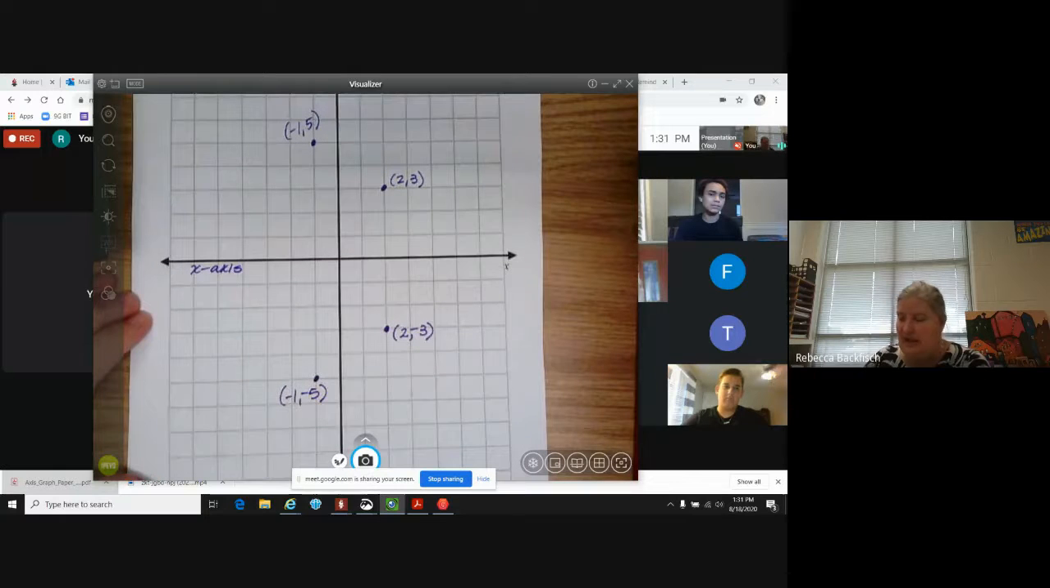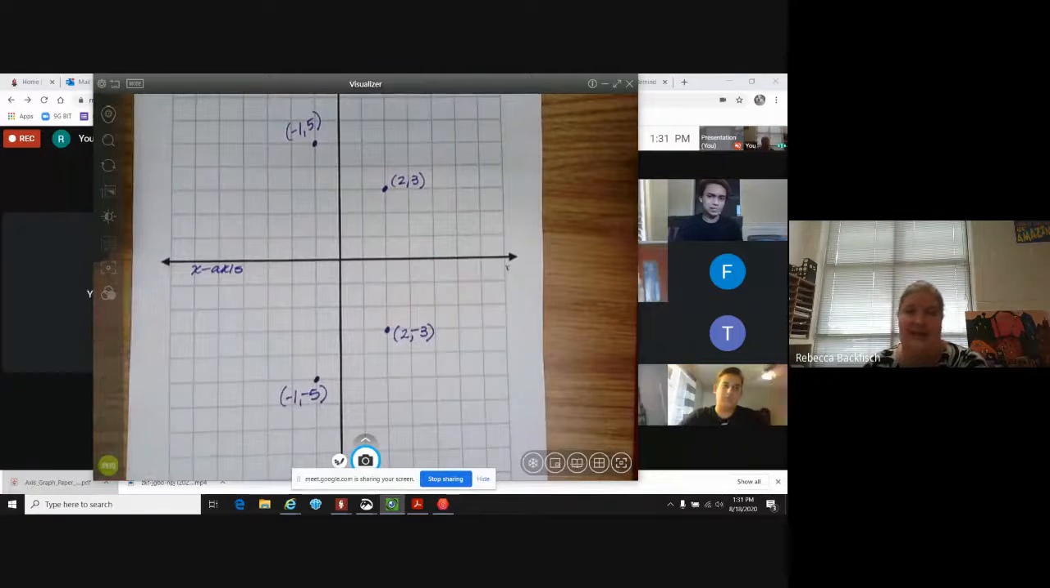So the only thing that changed was the y value, not the x value, because I'm just going up and down. And the thing that changed about it is just its sign. That's always going to be true when you reflect over the x-axis. When you reflect over the x-axis, the only thing that changes is the sign of y.